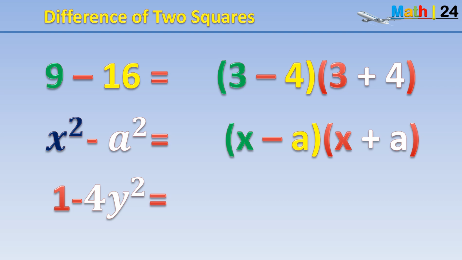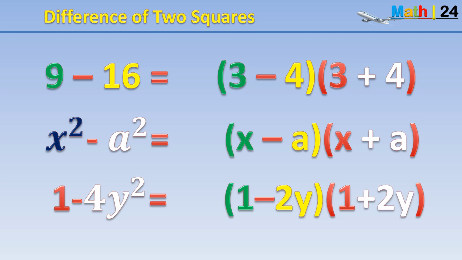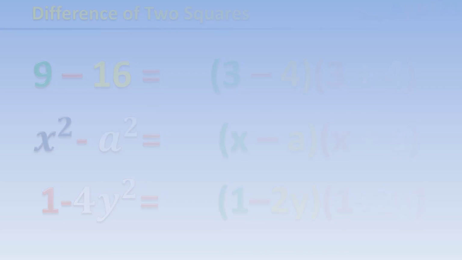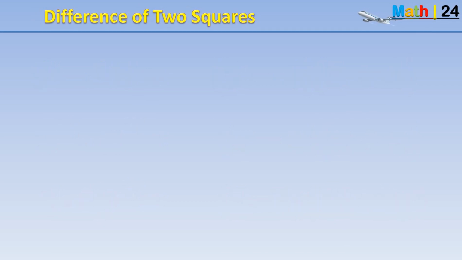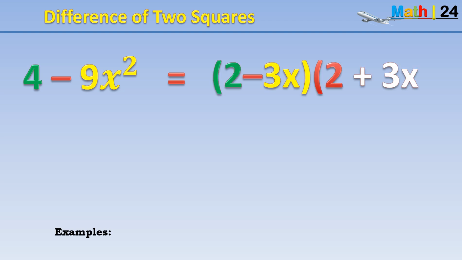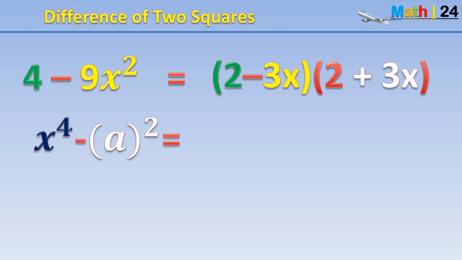Let us take more examples. We have 4 minus 9x squared. In this case, we will have 2 minus 3x times 2 plus 3x, because the square root of 4 is 2. And x to the power 4 minus a to the power 2. Note that the square root of x to the power 4 is x to the power 2. So you have x to the power 2 minus a times x to the power 2 plus a.